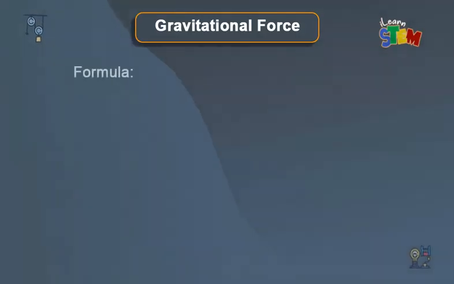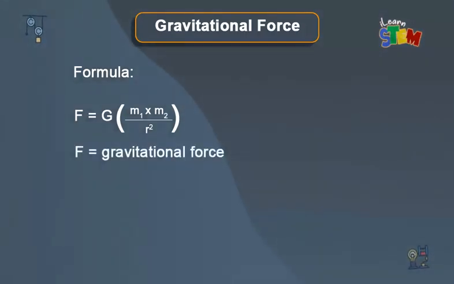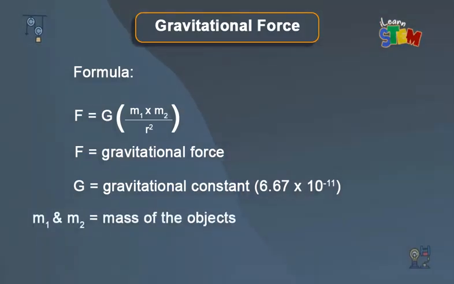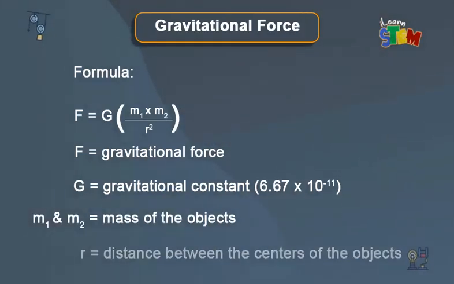The formula for calculating the gravitational force of an object is F equals G, open bracket, m1 times m2 divided by r raised to power 2, closed bracket, where F is the gravitational force. G is the gravitational constant, which is always 6.67 times 10 raised to power minus 11. M1 and M2 are the masses of the objects. R is the distance between the centers of the objects.